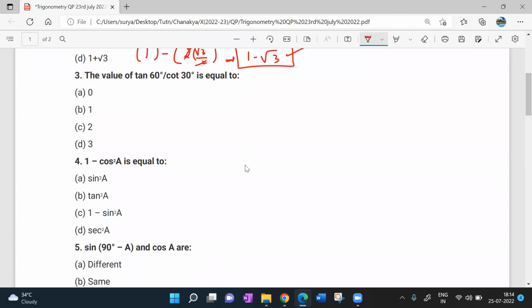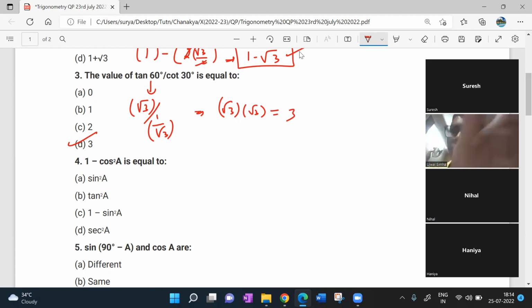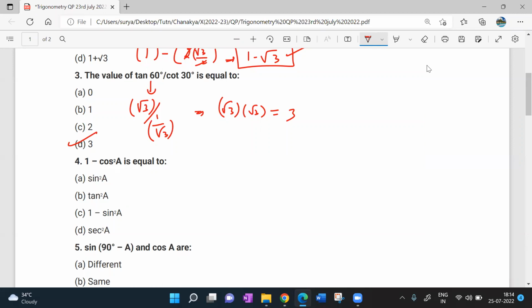Next. The value of tan 60. Tan 60 is what? Sin 60 by cos 60. So root 3 by 1, which is nothing but root 3 only. Cot 30 how much? Cot 30 is nothing but cos 30 by sin 30, which is root 3 by 1. Now look at it here. Root 3 into root 3 gives me 3. Answer is 3. All right.